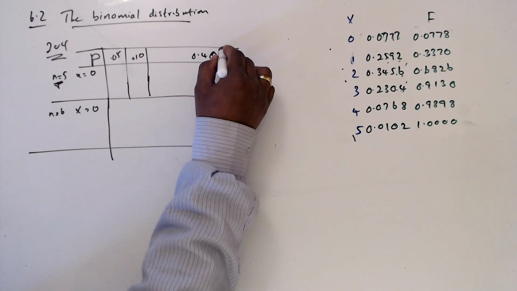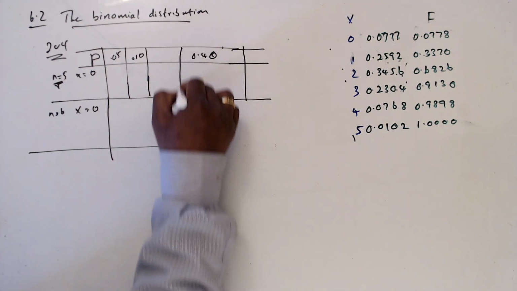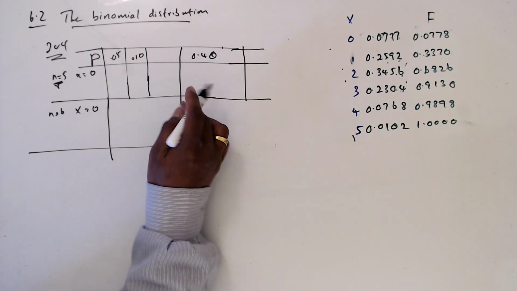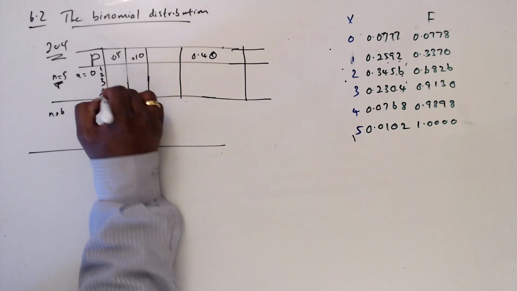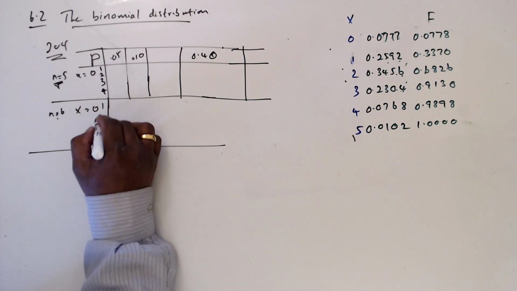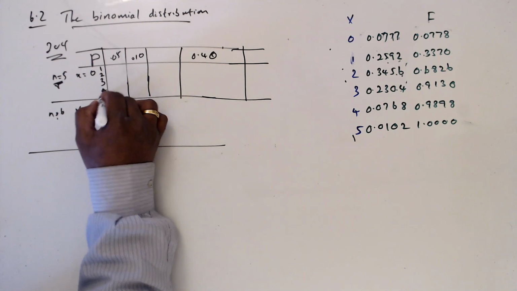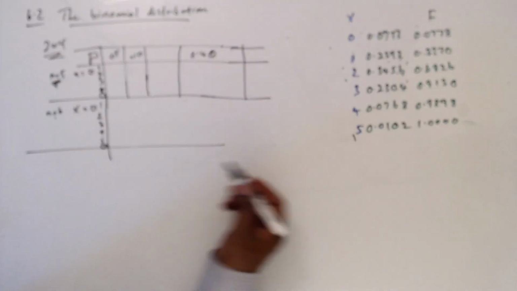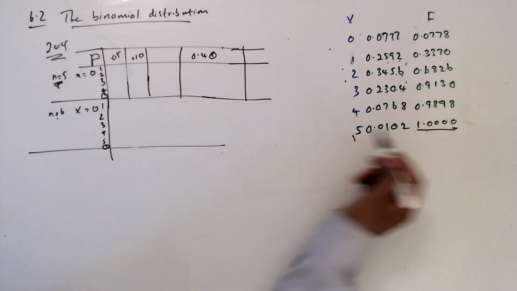0.4. You can look at the 0.4 values. Then you can see here 1, 2, 3, 4. If it is 6, here 1, 2, 3, 4, 5. Here 5 is missing because it is obvious that it adds up to 1 at the last one. So that's why they don't write.